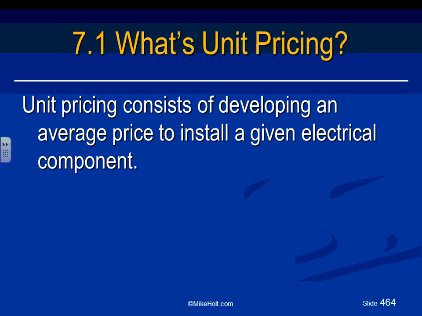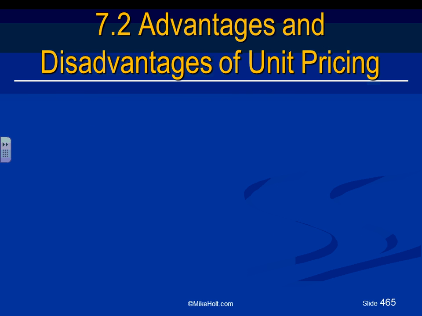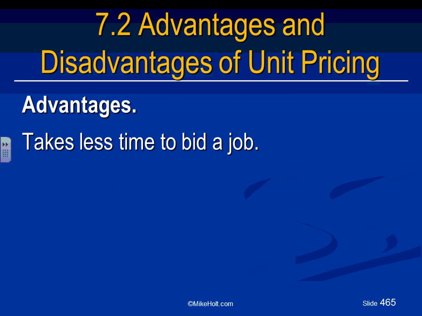Unit price consists of developing an average price to install a given electrical component. Like I said, guys, upgrading a 60 amp fuse panel into a 100 amp circuit breaker panel could easily be a unit price. Temporary power for the construction site could be a unit price. And the other thing that could be a unit price is developing residential. So then you take the unit price, Jeff, multiply by how many units you have, and you get the bid for your project.